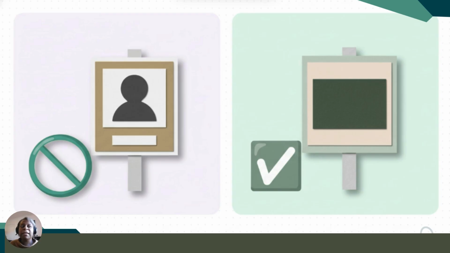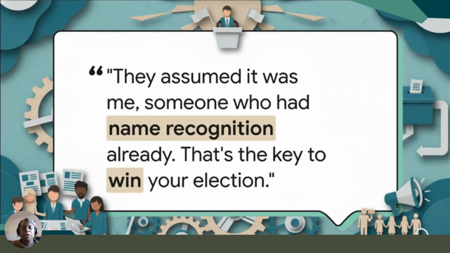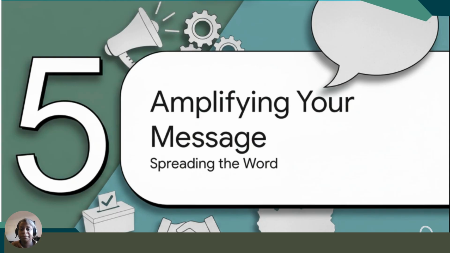I just can't tell you enough how your picture is never going to be on the ballot. It's just not. So it is so important to focus on your name, because your name is what people are going to be voting for in the end. That is what you need them to recognize. You do not want them guessing as to which person they saw as they were zooming down the road. People assumed it was me, someone who actually had the name recognition already, and that is the key to winning your election.